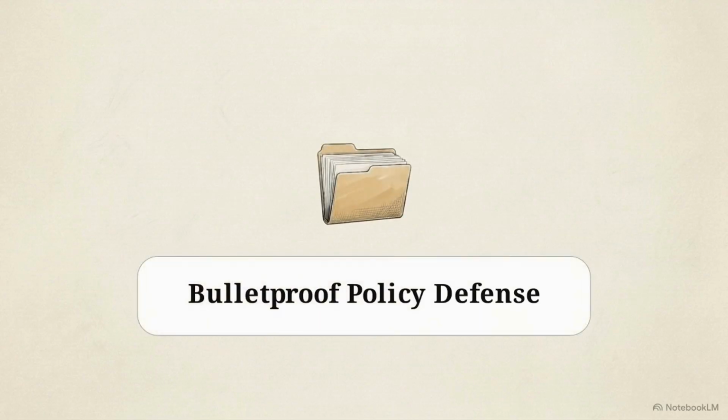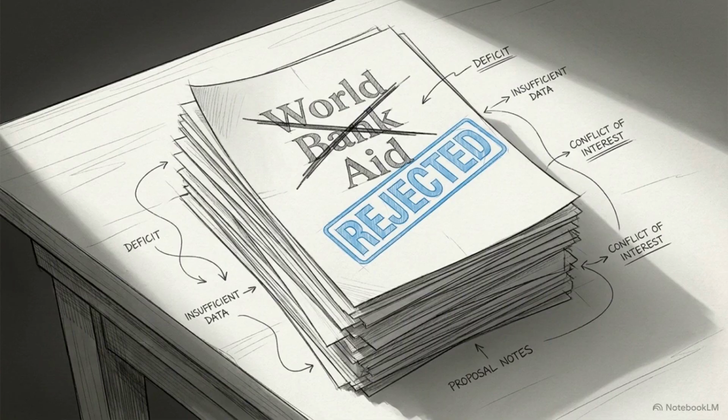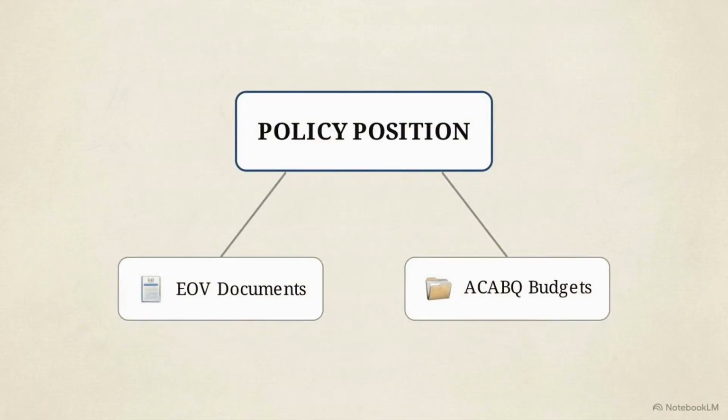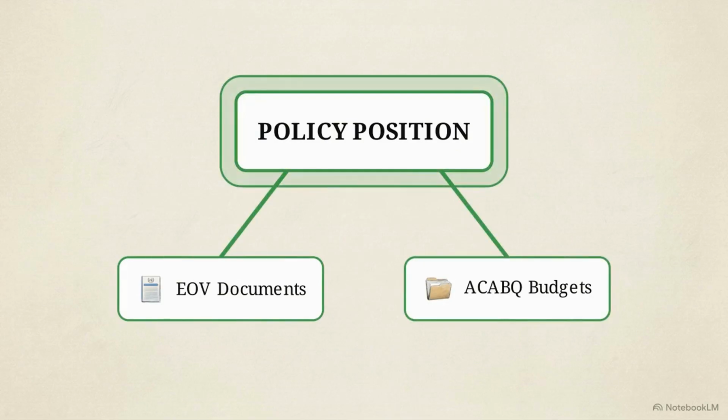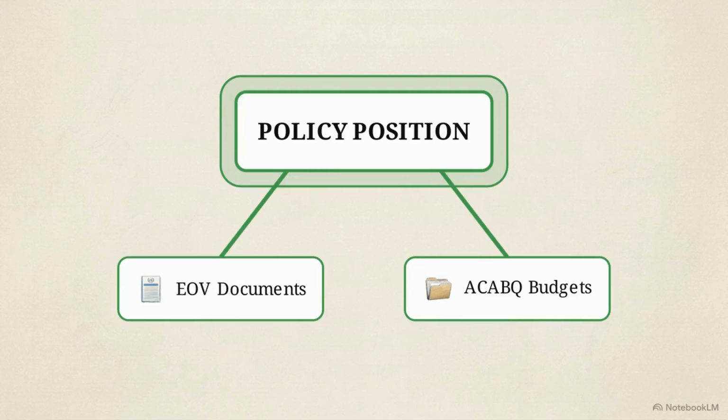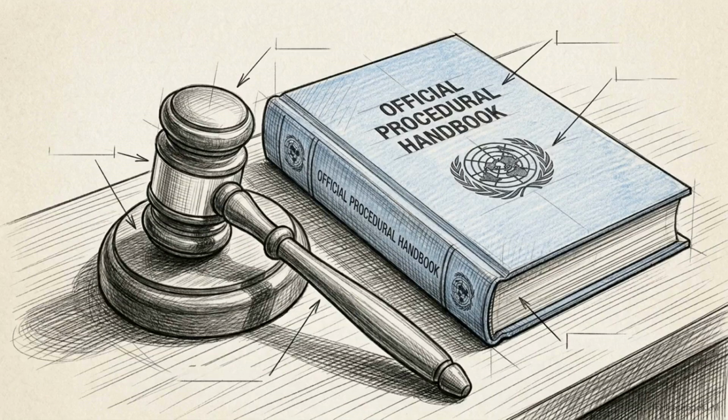You must also master the mechanics of funding. Generic proposals for World Bank aid often fail. Instead, elite delegates study the UN's 5th Committee and point to specific discretionary budgets approved by the ACABQ. Grounding your arguments in documented EOVs and defined ACABQ funding streams makes your position structurally immune to substantive attacks on the floor. Step 2 utilizes the rules of procedure to control the room.